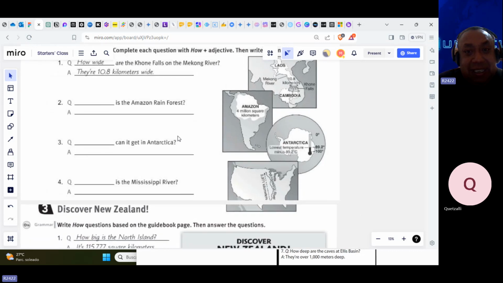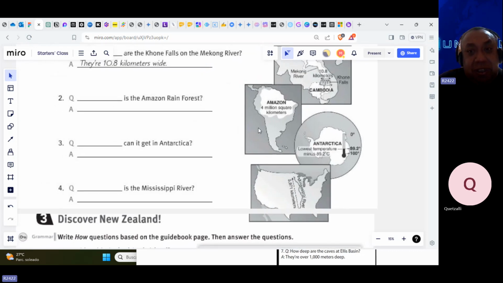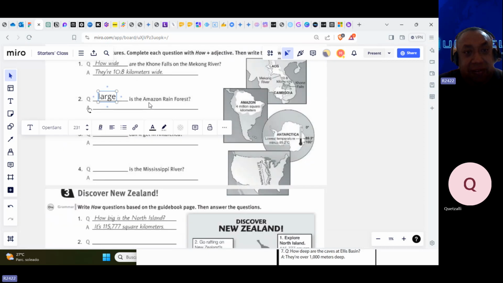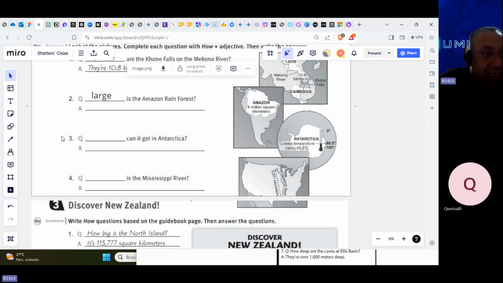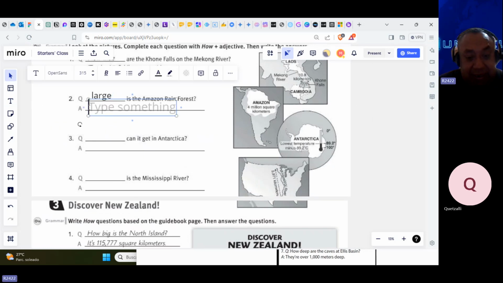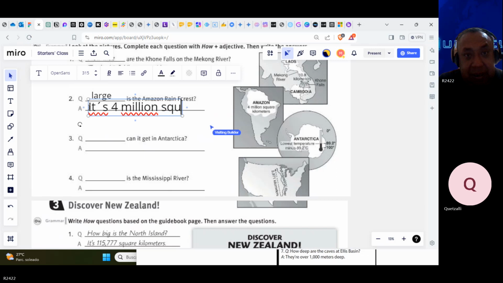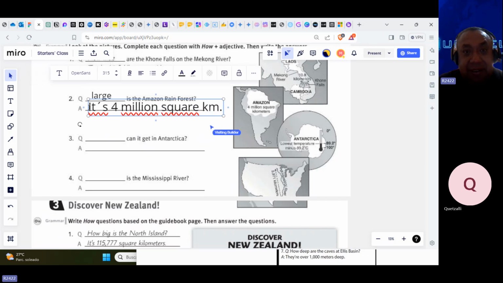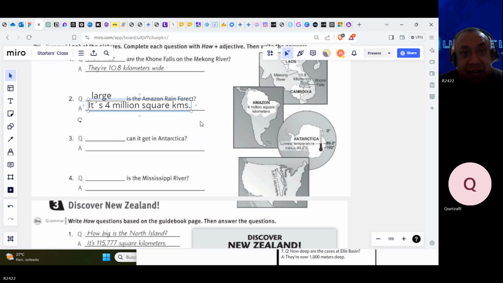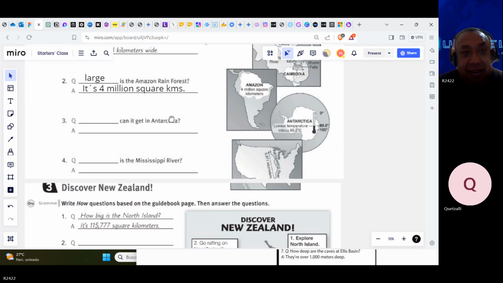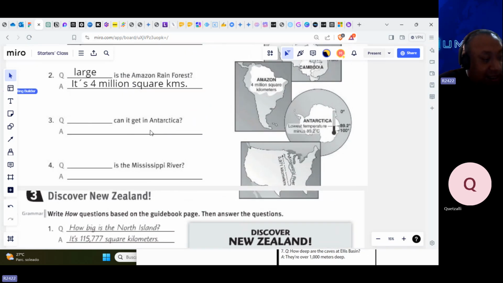Number two says Amazon, 4 million square kilometers. I'll do that. It says how large is the Amazon rainforest? And the answer is very easy. Here it's 4 million square kilometers. Okay. What is number three? How cold can it get in Antarctica?